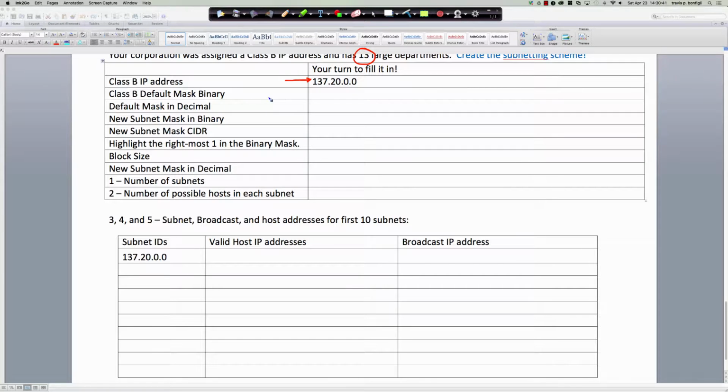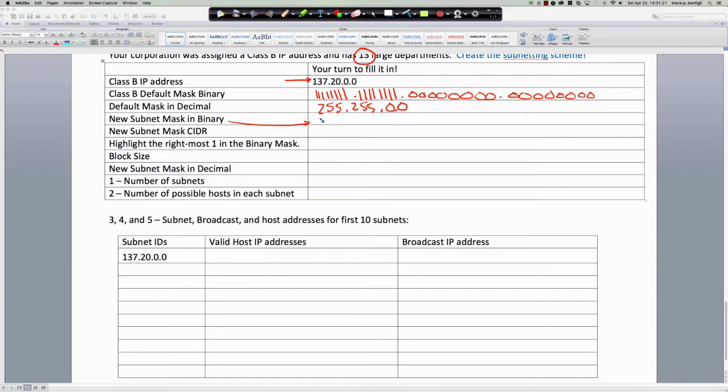All right, well, let's start out with a default mask in binary. It's a /16, right? So the first 16 bits are all going to be network bits. And then we've got our host bits here, 1 through 8, dot 1 through 8. So that is our default mask in binary. The default mask in decimal, we know for a Class B is 255.255.0.0. And then our new subnet mask in binary, I'll get this right this time.